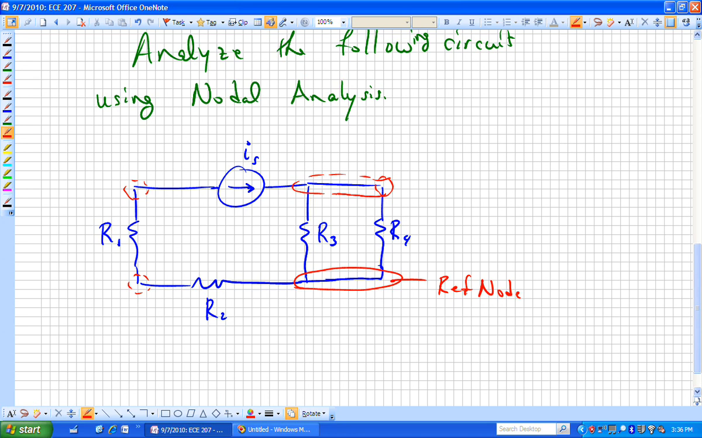Let me then say that I will call this voltage from the reference up to that point V sub 1. I'll go ahead and label that node 1. If I call that node 2, then I'm going to say that this is plus V sub 2 minus across the bottom resistor, R sub 2, or the horizontal resistor, and I will label this node voltage V sub 3.